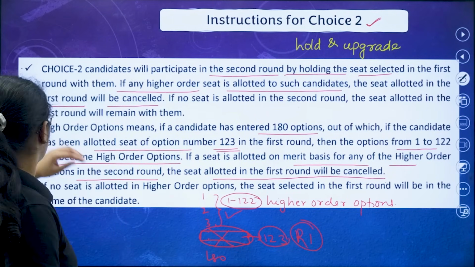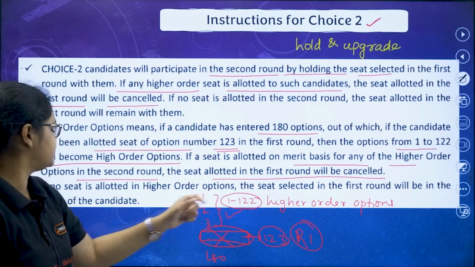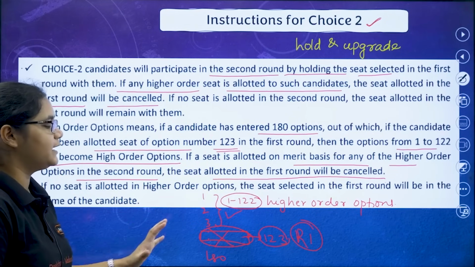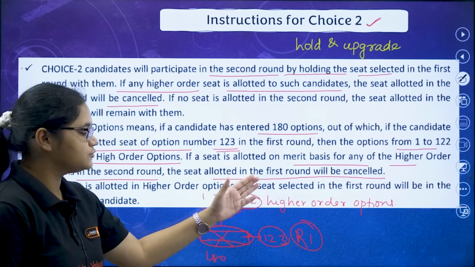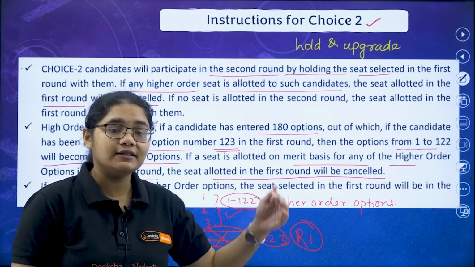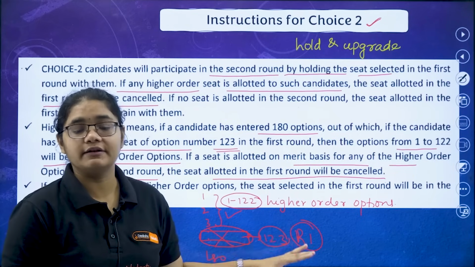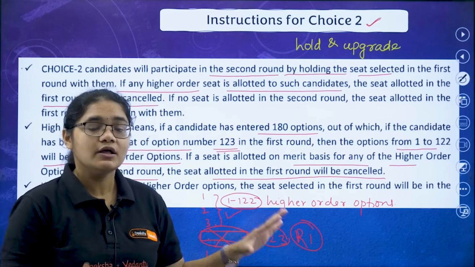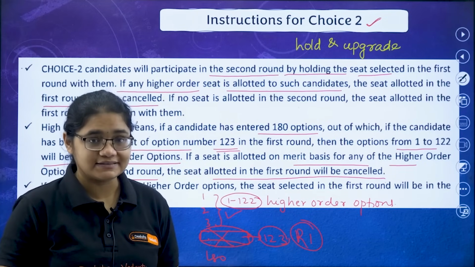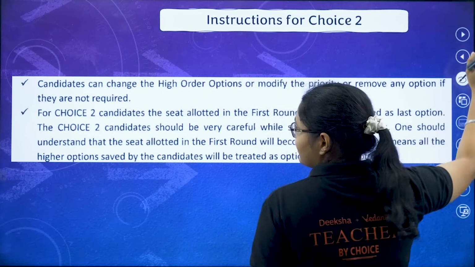Clear? Okay. If no seat is allotted in the higher order options, the seat selected in the first round will be in the name of the candidate. So, for example, if the rank does not match or there is no seat vacant in the higher order options, then the seat which you got in round 1 will remain with you. It is safer with you, so you will not end up without any seat. Okay, you are on the safer side. Now let's see the next instructions.